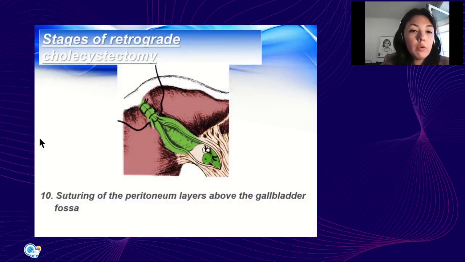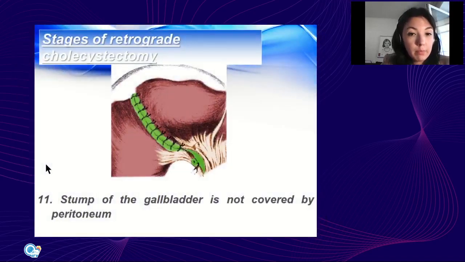Okay, and so then we perform peritonization, with the peritoneum layers above the gallbladder fossa. We perform peritonization to reduce formation of adhesions. The place of the stump of the gallbladder shouldn't be covered by peritoneum.